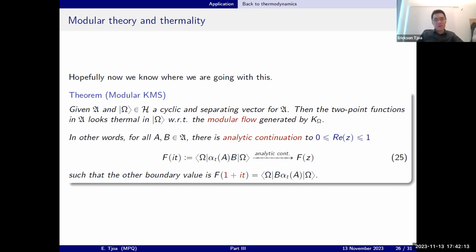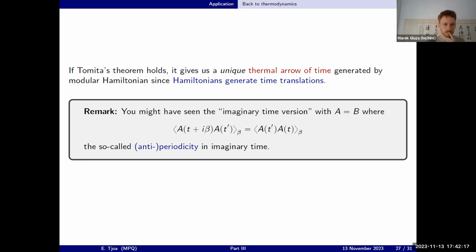I mean, if you take global observers, the result is trivial. But anyway, what this means is that basically, if Tomita's theorem actually holds for the system you're considering, then it gives you a thermal arrow of time. It tells you in what time direction your state is actually going to look thermal. And the reason is because, remember, the Hamiltonian generates time translation, right? Which means that the modular Hamiltonian generates modular time translation, but this is exactly the time direction in which a state looks like a Gibbs state.